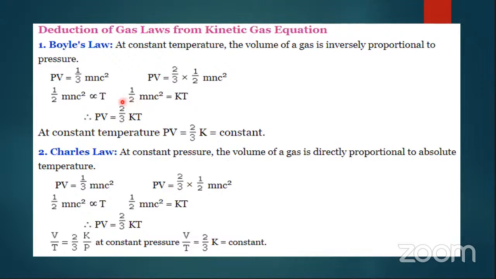Now this 2 by 3 and K and T all are constant. Yes or no? 2 by 3 is a digit, so it is a constant value. K is the proportionality constant derived from here, and T is the temperature. Temperature itself is constant in Boyle's law. At constant temperature, the process is taking place. So PV is equal to constant. So what is PV is equal to constant? It is nothing but Boyle's law.